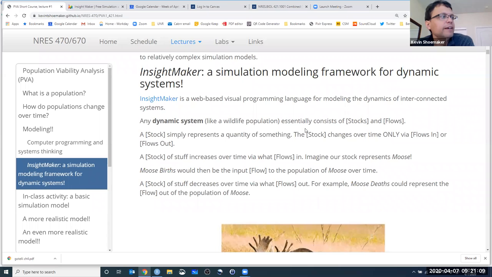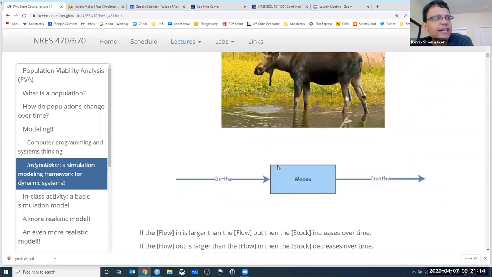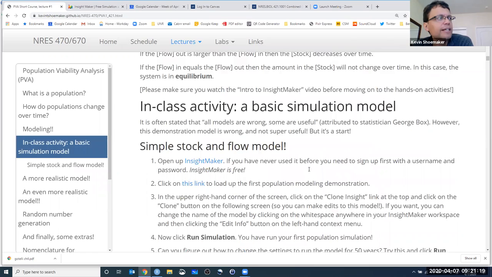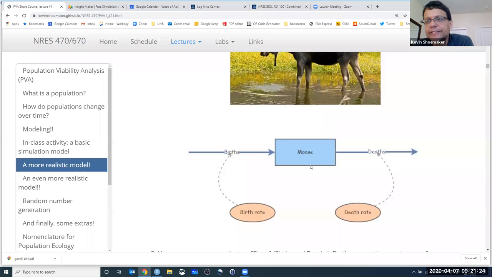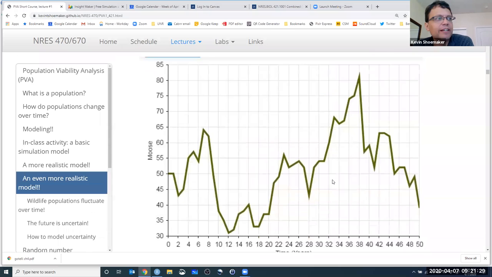So we go through some real basic examples, which I can do with you now if you'd like, some basic examples in Insight Maker, and just introducing some basic concepts of population ecology, including exponential growth. And then we start talking about stochasticity. It's just a big, fancy word for randomness. So PVAs are generally stochastic because we can't predict the future. We want to be able to embrace the uncertainty we have about our real ecological systems by using random number generators. And those are called stochastic models. Any model with one or more random number generators is called a stochastic model.